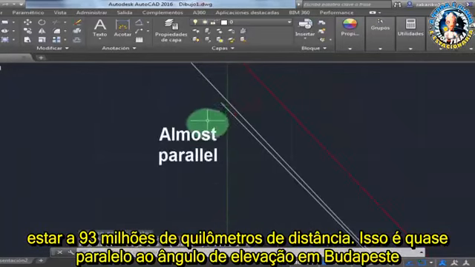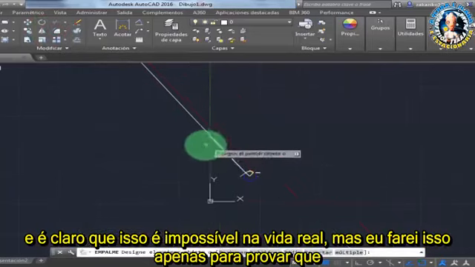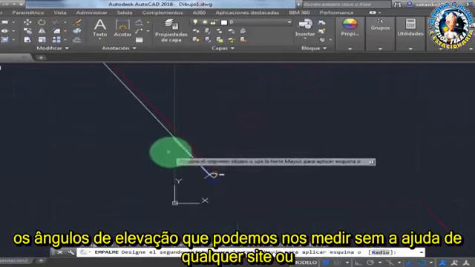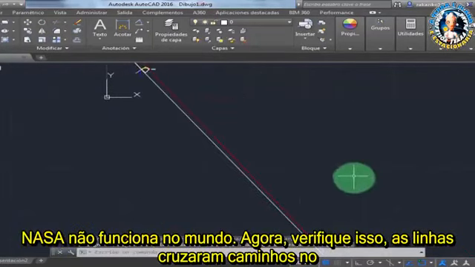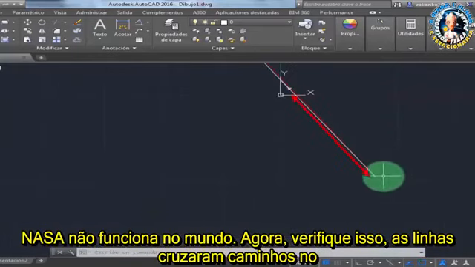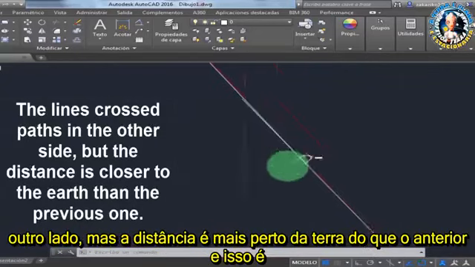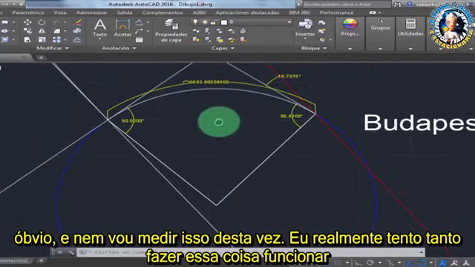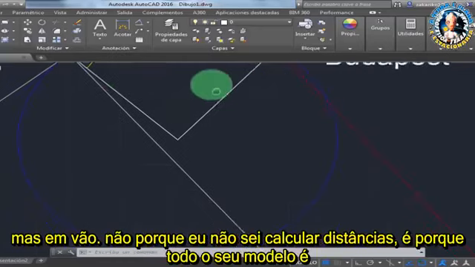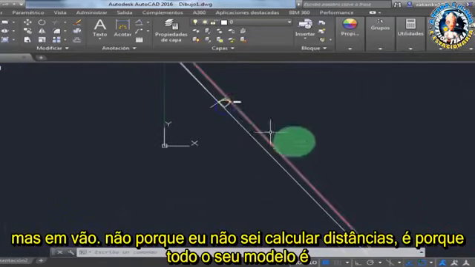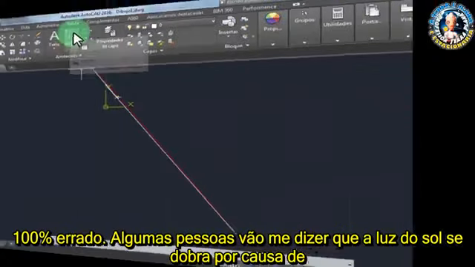That is almost parallel to the elevation angle in Budapest, and of course that is impossible in real life, but I will do it just to prove that the elevation angles that we can measure ourselves without the help of any websites or NASA do not work on the globe. Now check this out. The lines cross paths on the other side, but the distance is closer to the Earth than the previous one. And that's obvious, and I'm not even going to measure it this time. I really tried so hard to make this thing work, but in vain. Not because I don't know how to calculate distances. It's because their whole model is 100% wrong.